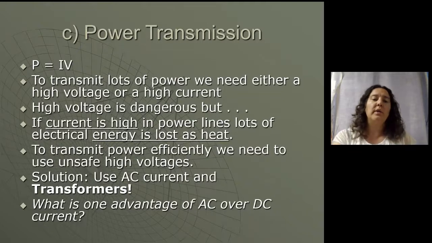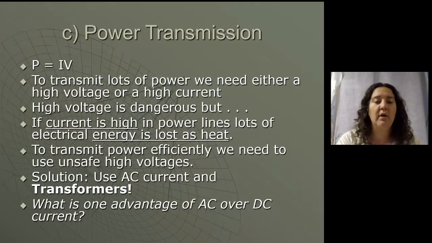So when we look at power transmission, again, our formula is current times voltage. To transmit lots of power, we either need a high amount of voltage or a high amount of current. High voltage is dangerous, but if the current is too high in power lines, lots of that electrical energy is lost as heat. So to transmit power efficiently, we need to use unsafe high voltages.